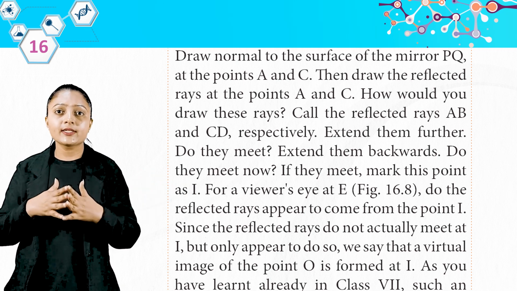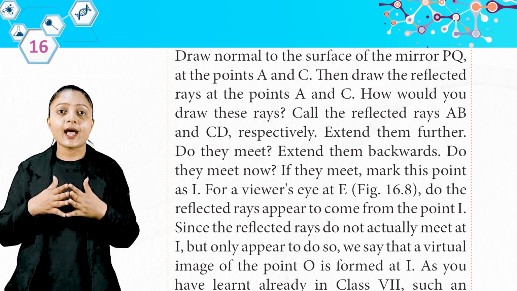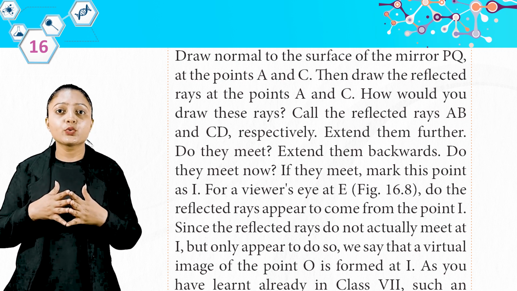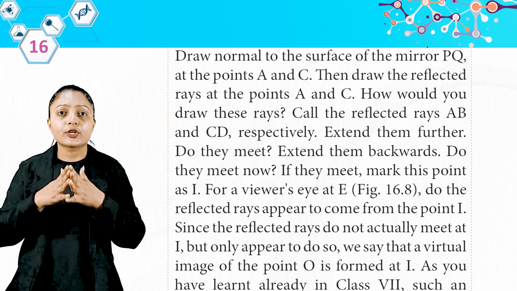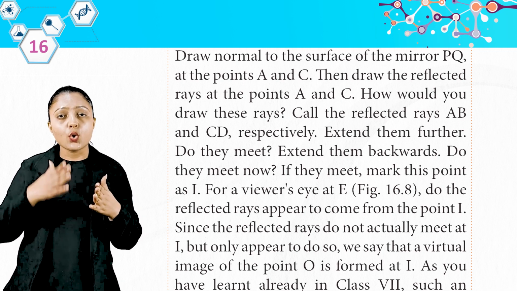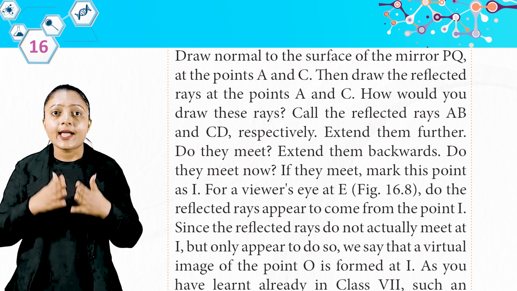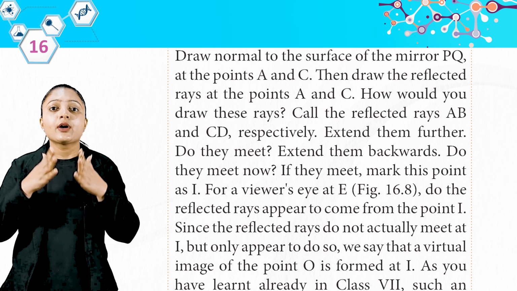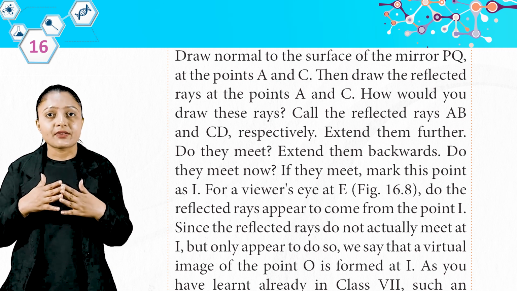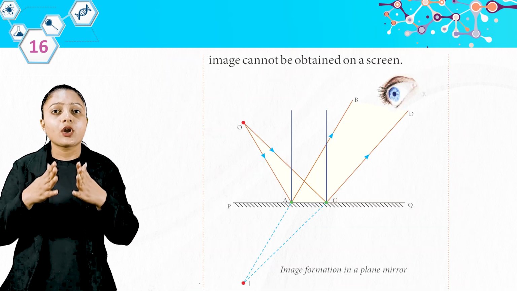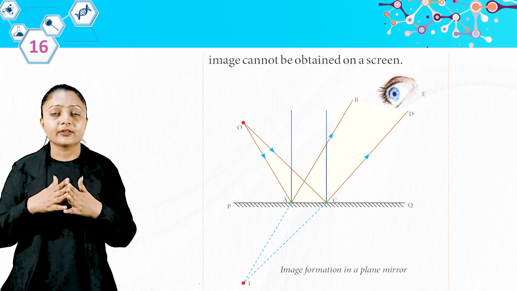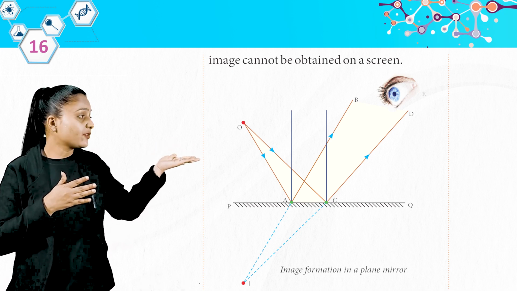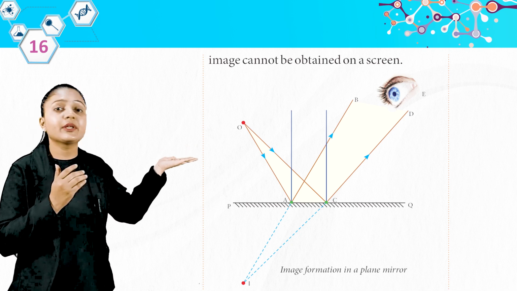Since the reflected rays do not actually meet at I but only appear to do so, we say that a virtual image of the point O is formed at I. As you have learnt already in class 7th, such an image cannot be obtained on a screen. Let's see this mirror. Image formation in a plane mirror.